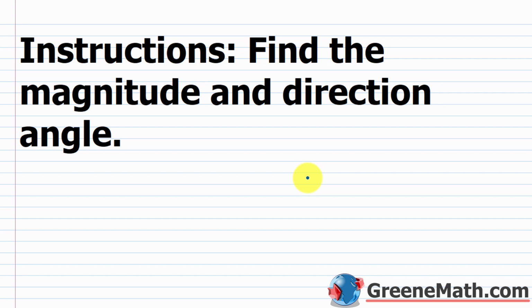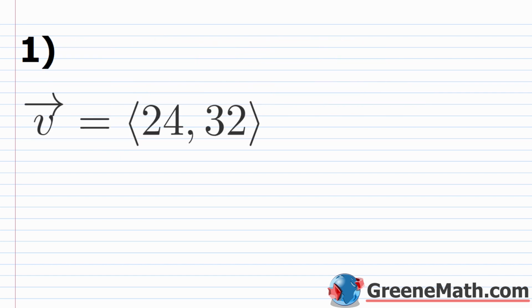All right, let's take a look at the practice test. For the instructions, we're asked to find the magnitude and direction angle. So for the first problem, we have our vector v, and this is given to us in component form. So we have a horizontal component of 24 and a vertical component of 32.